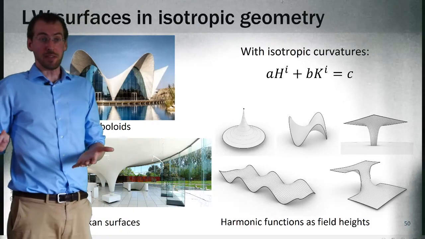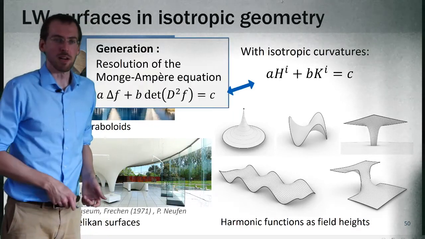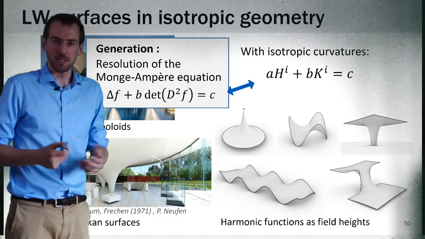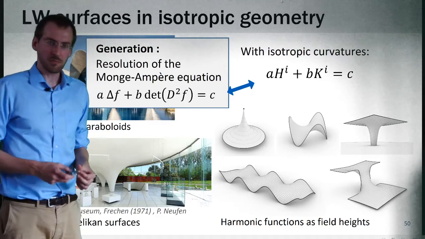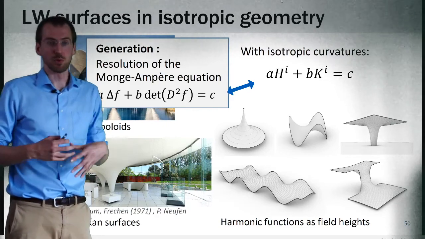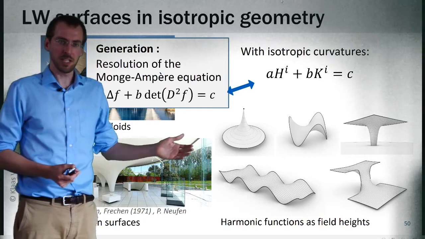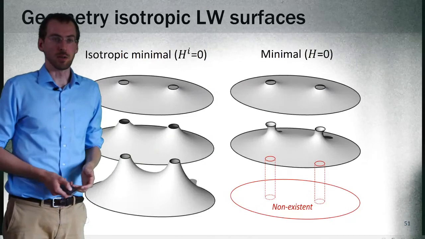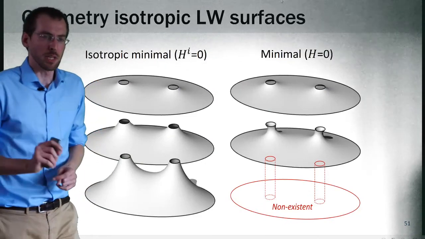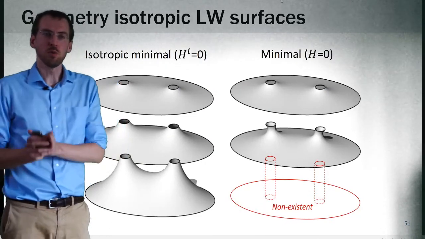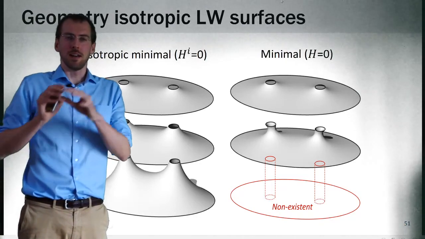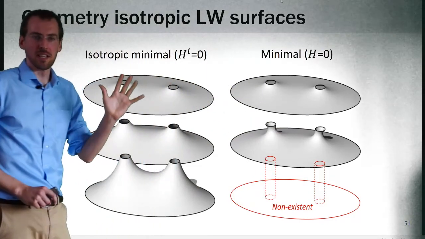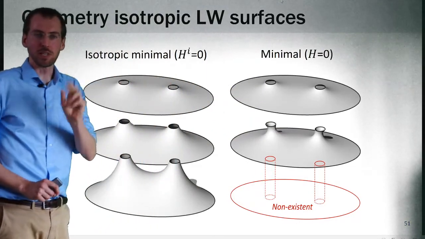So now how can we generate this? Well, this problem is equivalent to solving the Monge-Ampère equation, which is quite a hot topic in research at the moment. We won't go into details about this, but we propose a new generation method for this based on a geometrical interpretation of this equation. Instead of talking about the resolution, I will rather talk to you about the shape difference between linear Weingarten surfaces and isotropic linear Weingarten ones by looking at the minimal case.